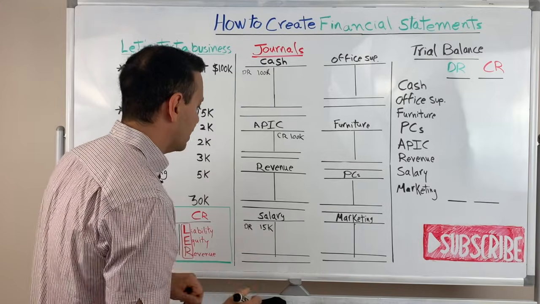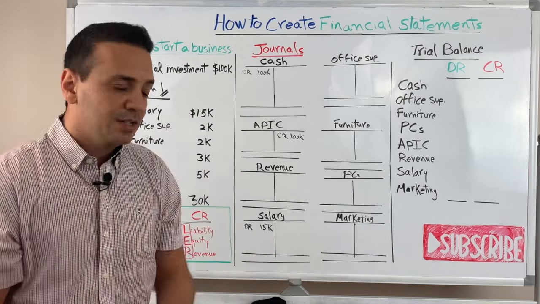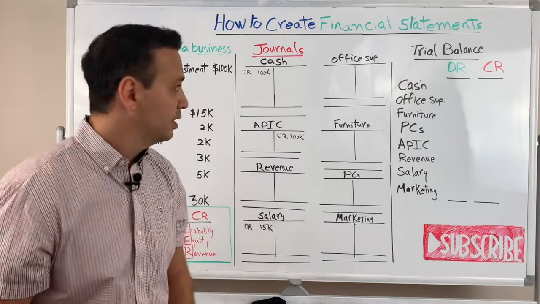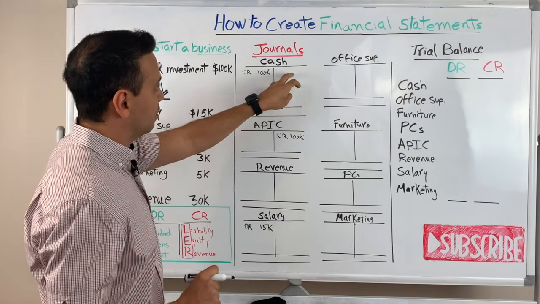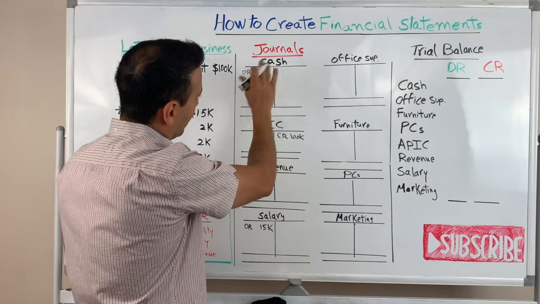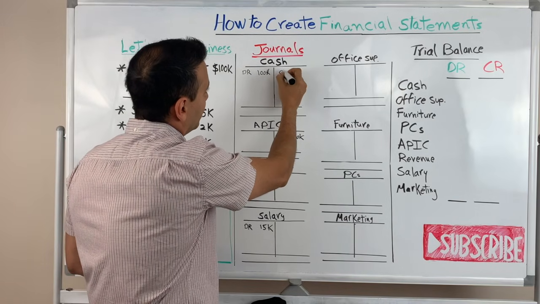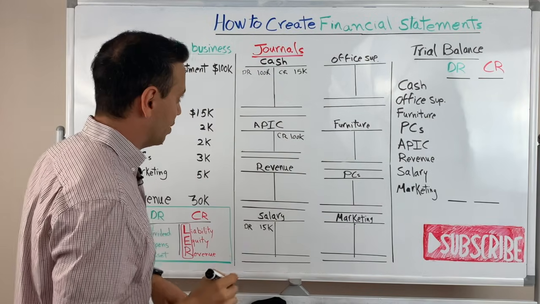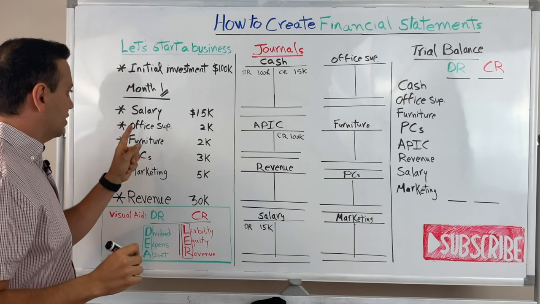And then the credit, because the cash is going out. So you're getting the service, $15,000, but the cash is going out. So cash, when it goes out, will be on the credit side, the opposite of when it comes in. So that would be a credit of $15,000 for payroll. The next transaction is office supplies.